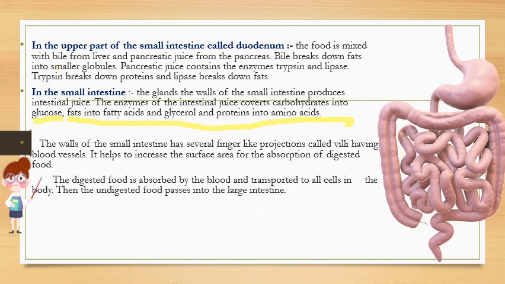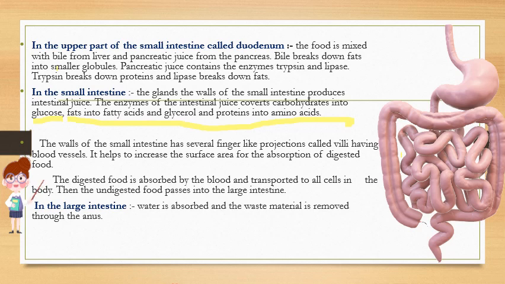Once digestion is completed through the stomach as well as the small intestine, the food is absorbed by these villi. Digested food is absorbed by the blood and transported to the cells in the body. So what about the undigested food? It is eliminated from the body. Undigested food passes into the large intestine. You can see, this is the large intestine. This is the small intestine.